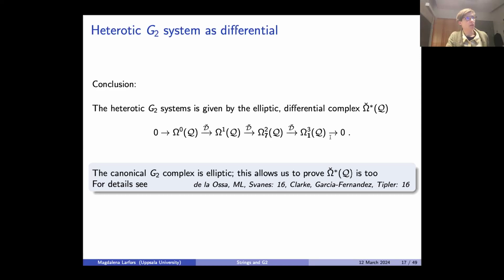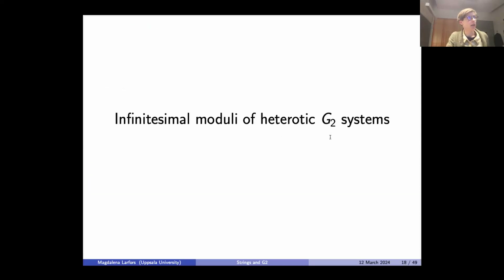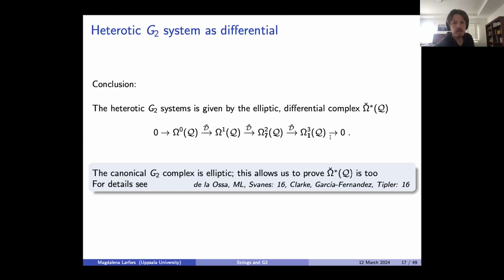So we find this elliptic differential complex, and we then go on to study the infinitesimal moduli. And can I just ask, the claim is it's strictly elliptic. There's not a gauge problem. It's not elliptic up to some gauge equivalence or something. Good question. I don't think so.